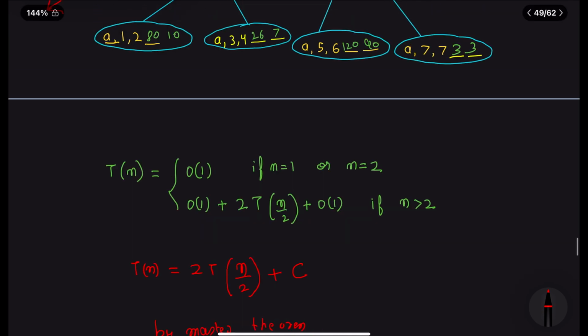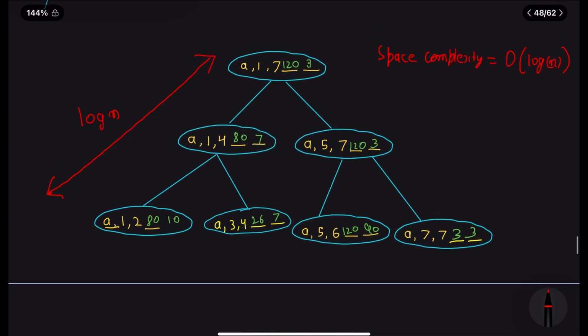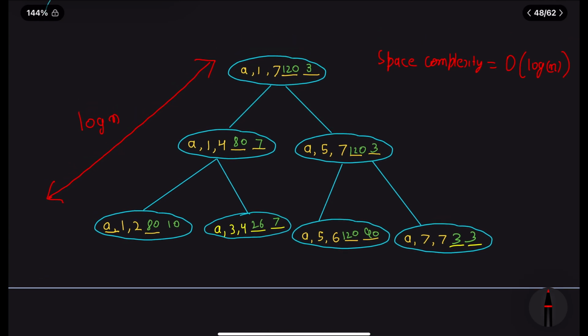So now let's see what will be the space complexity. We are using recursion, and recursion will create a tree-like structure, and we will need a stack to store the function calls. So the height of the tree will be log n. We can say the space complexity will be the height of the tree, which is log n, and which is also the stack space. So space complexity is nothing but stack space, which is log n.